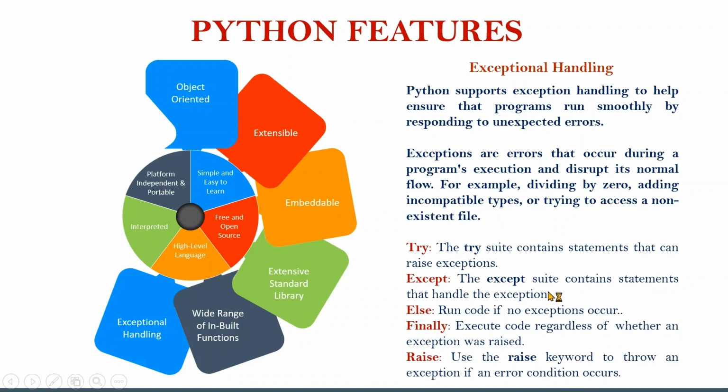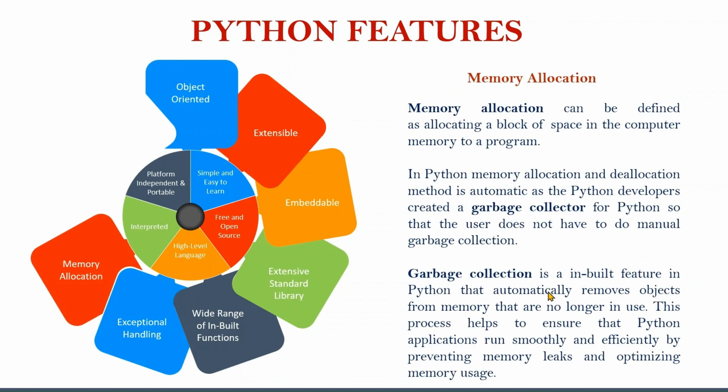Now that is also available in Python. Coming to the next feature, we have memory allocation. This is one of the most important aspects we need to concentrate on. Memory allocation can be defined as allocating a block of space in computer memory to a program. So when you define any variable and give some value for that, like suppose x equal to 10, then we need to create some space over there. Based on the value you are assigning, the system is going to identify how many bytes of space it needs to allocate. So it is done automatically.